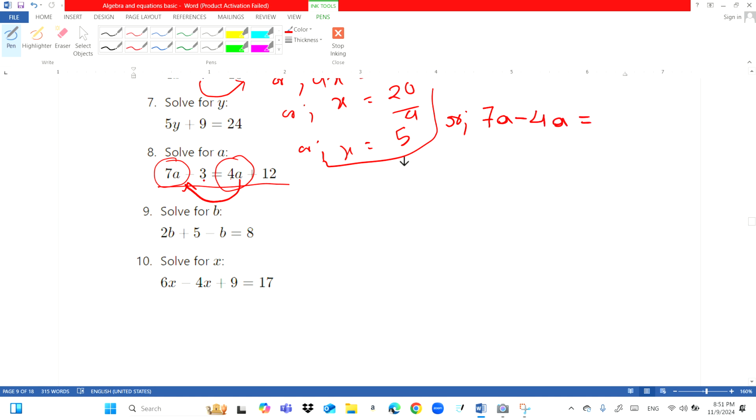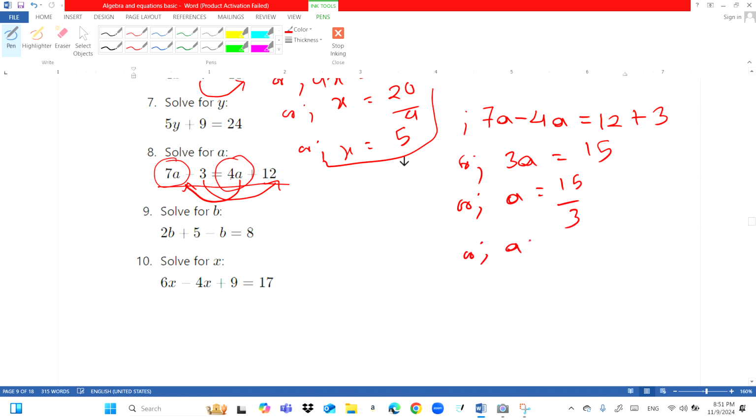Now, I'm going to send this 3 to the other side. This 3 has a negative sign here. When it goes to the other side, it's going to have a positive sign, like 12 plus 3. Now 7a minus 4a, we already know that it's going to be 3a equals 12 plus 3 is 15, and then a equals 15 by 3, or a equals 5.